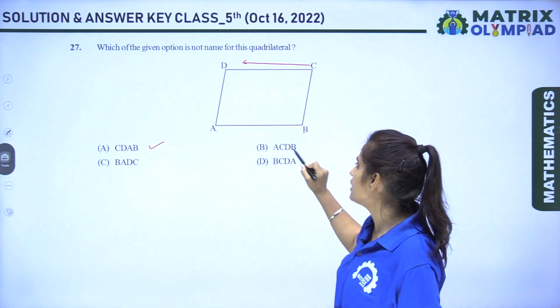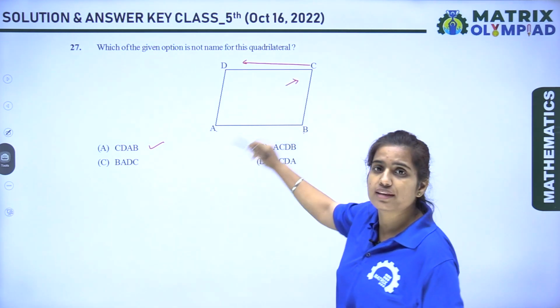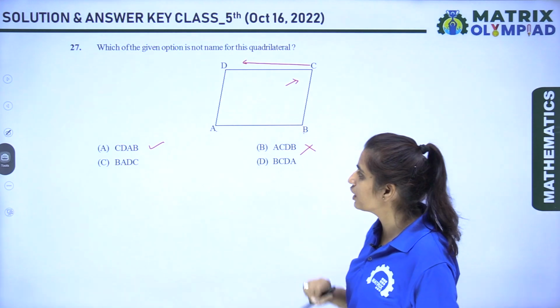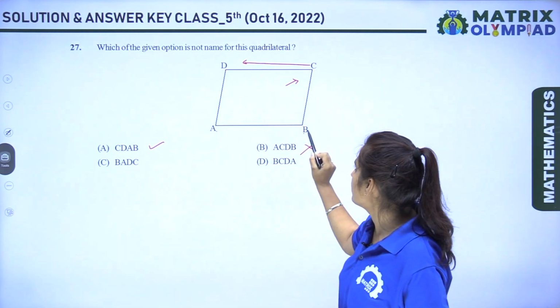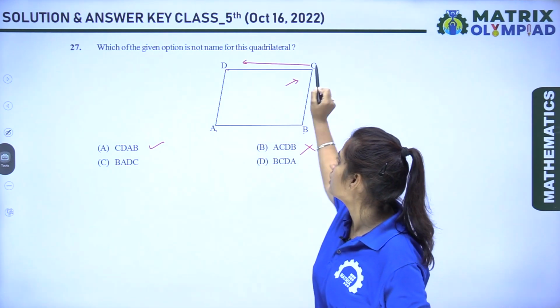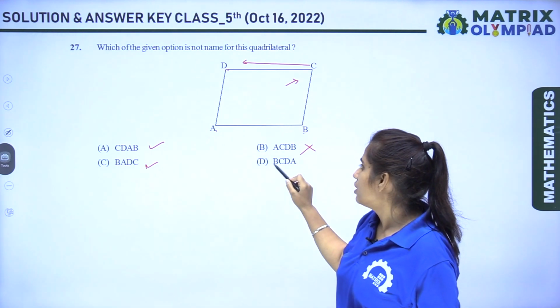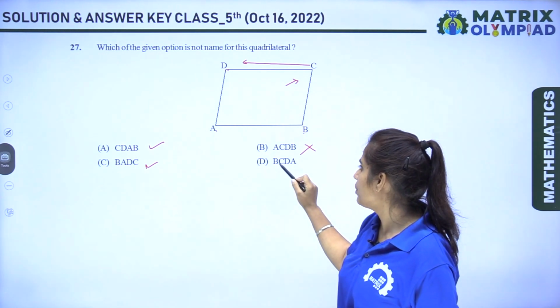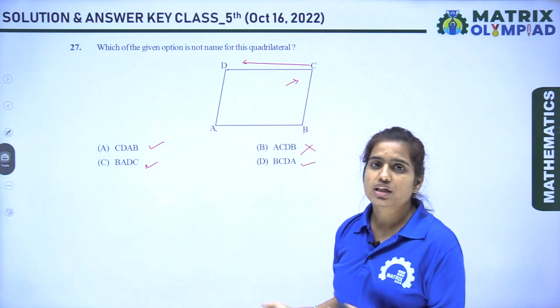Next is A, C, D, B. A, C. It is not in the sequence. So, this option is not correct. Now, let's begin with the third option, B, A, D, C. B, A, D, C. It is again a correct sequence. Now, D option is B, C, D, A. B, C, D, A. It is also a correct sequence.